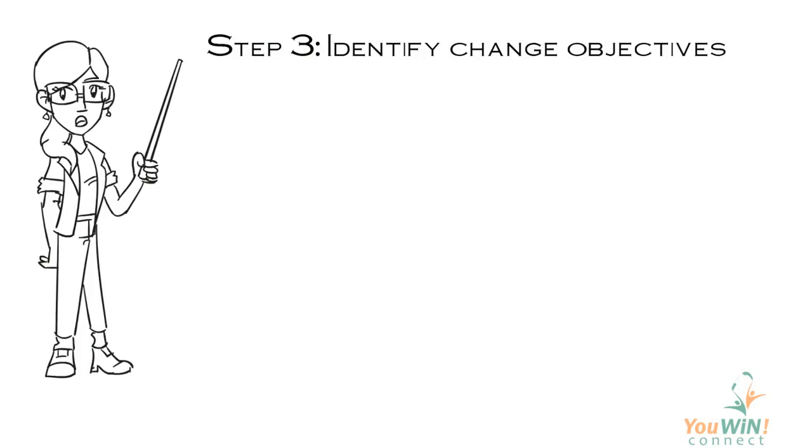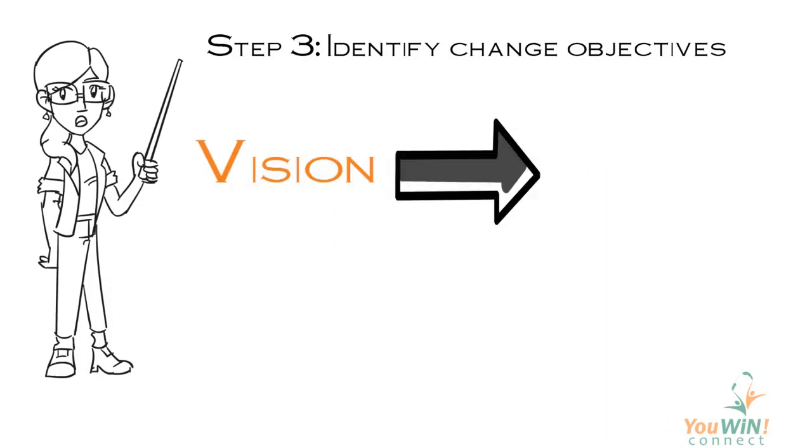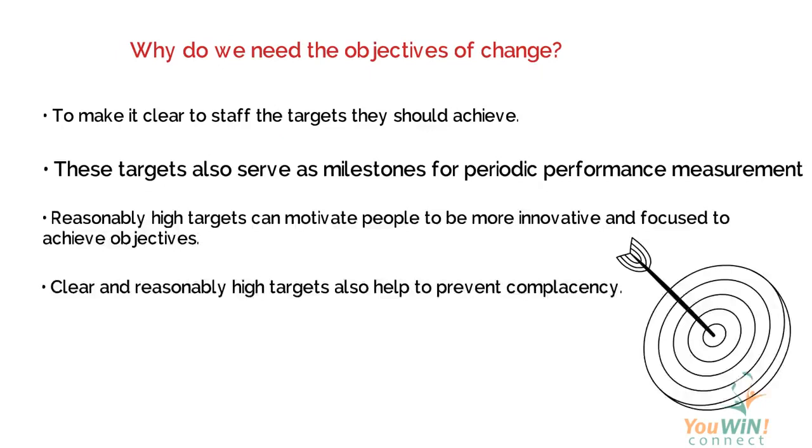Identifying change objectives. A vision is the big picture that provides direction for a project in the medium to the long term, whereas objectives are specific targets for the short term. Why do we need the objectives of change? To make it clear to staff the targets they should achieve. These targets also serve as milestones for periodic performance measurements. Reasonably high targets can motivate people to be more innovative and focused to achieve objectives. Clear and reasonably high targets also help to prevent complacency.